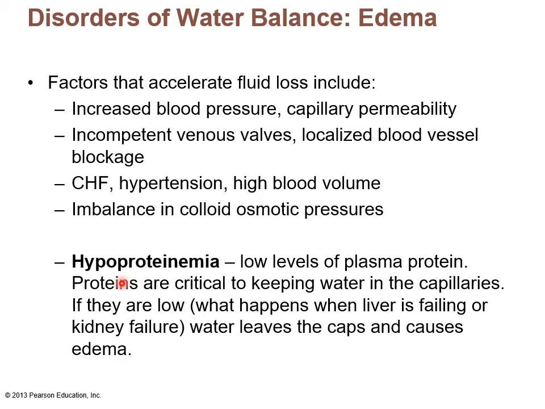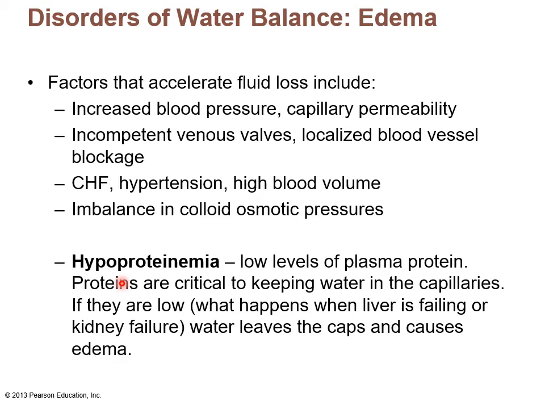Hypoproteinemia results usually from failing kidneys. If the kidney filtration units are compromised, you'll spill off a lot of protein into the urine, and liver failure, because the liver is where your proteins are made. Most of your plasma proteins are made there. So if the liver's failing, you're not making these proteins.